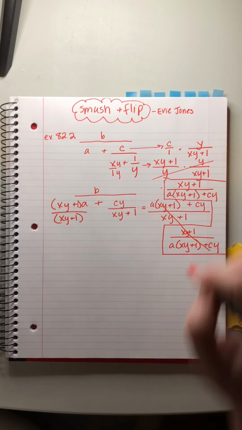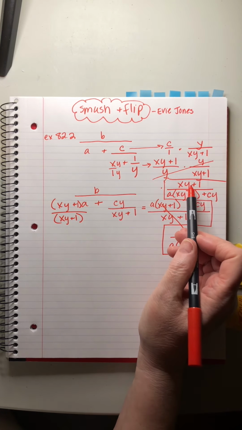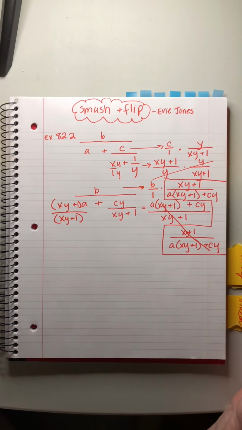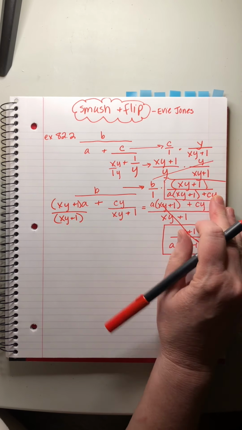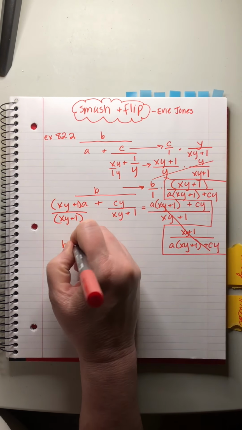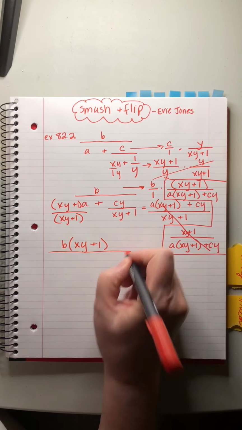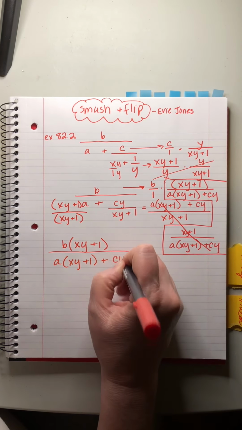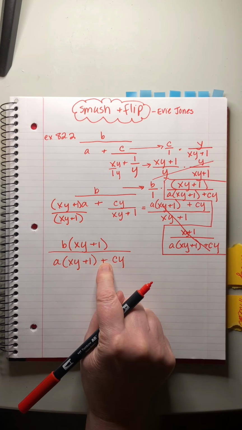This all evaporates. And now all I have to do is multiply b times that numerator, right? Because I can rewrite this as b over 1, if that helps me. I'm going to put this in parentheses, and then the 1 is just nothing, so my denominator will stay the same. So it's going to be b times the quantity xy plus 1, over a times the quantity xy plus 1, plus cy. Don't you wish we could cancel that? But we cannot, because we are adding.